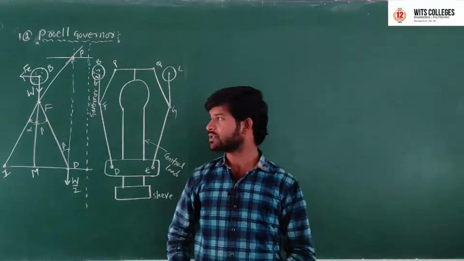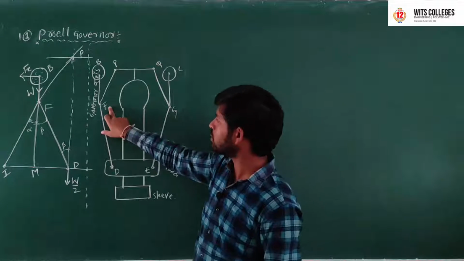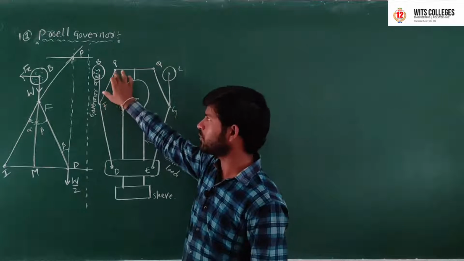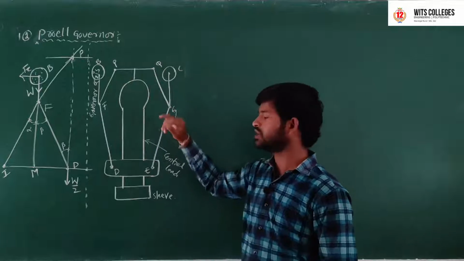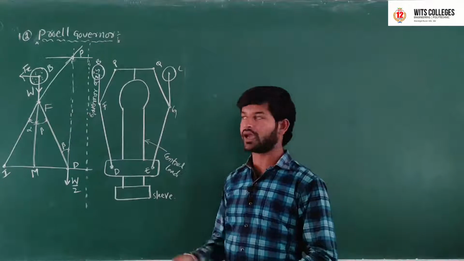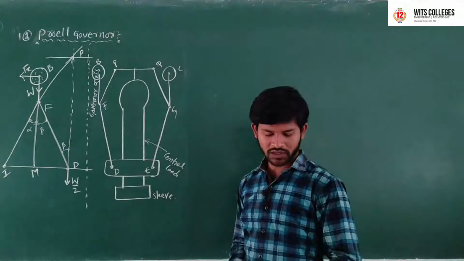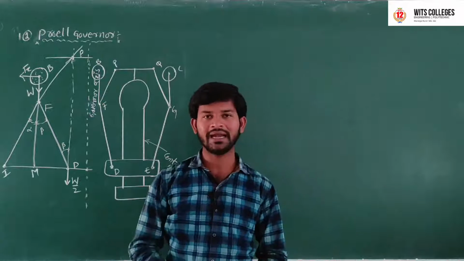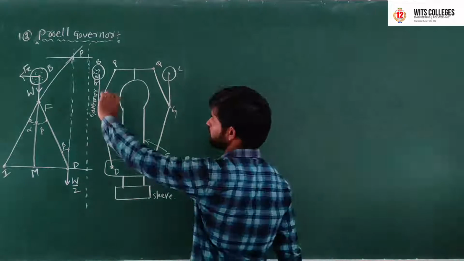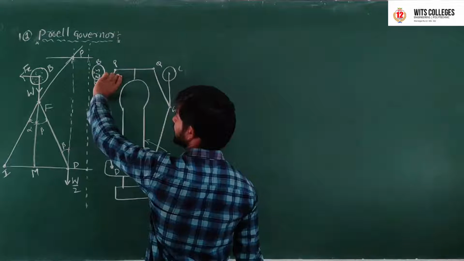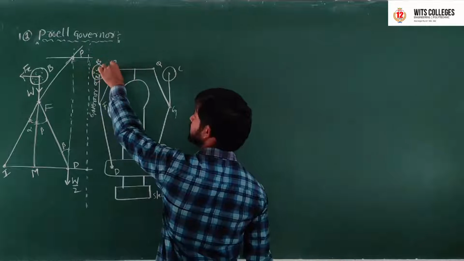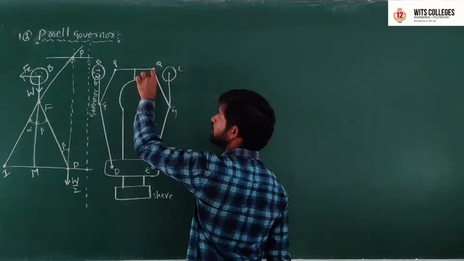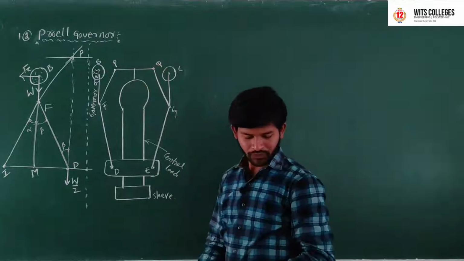Okay, the arms are FP and QG. The arms FP and QG are pivoted at the points P and Q. The arm FP is pivoted at point P, and GQ is pivoted at Q.